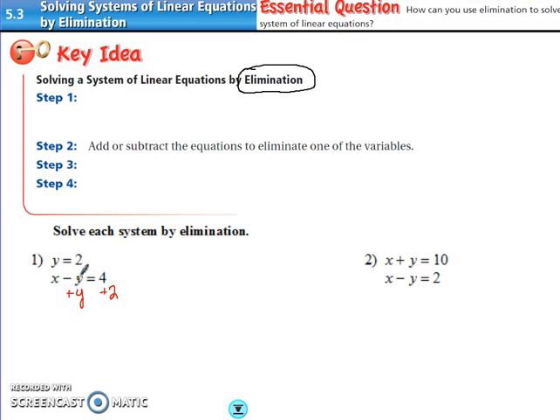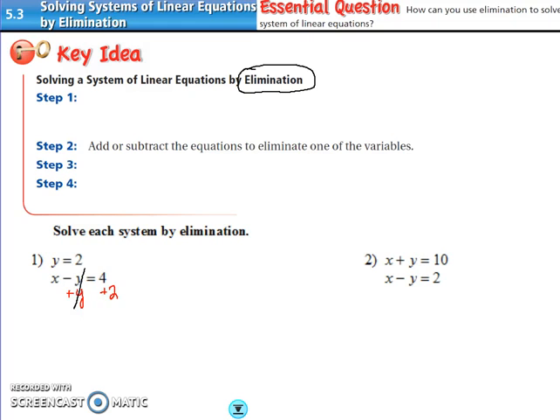Now when I do this, my negative and positive y are additive inverses, so they cancel each other out. And I have x on the left is equal to 6. And we were able to solve for x by eliminating that y term.